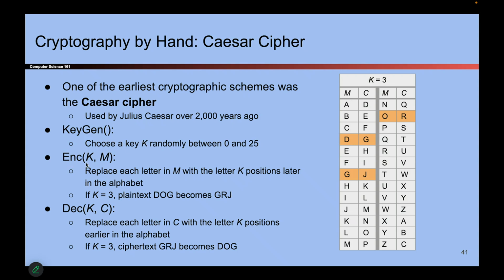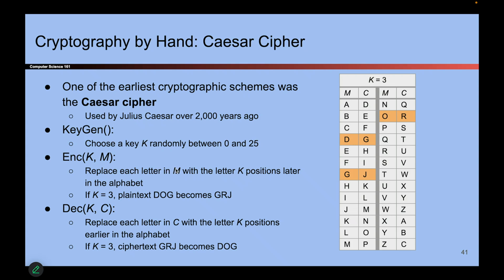Now we'll define an encryption scheme. The encryption scheme takes in two arguments. One of them is the key. That's your number between 0 and 25. And the second thing is the message, which for now we'll assume is some English word. And the encryption scheme works like this. For every letter, you increment it k times.